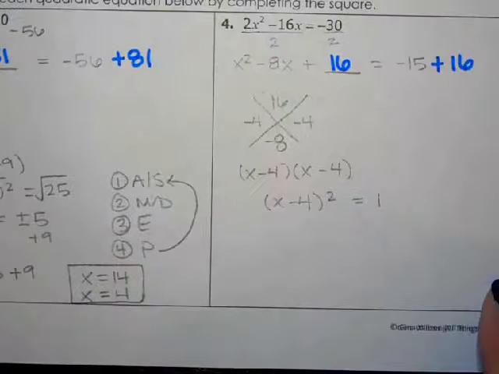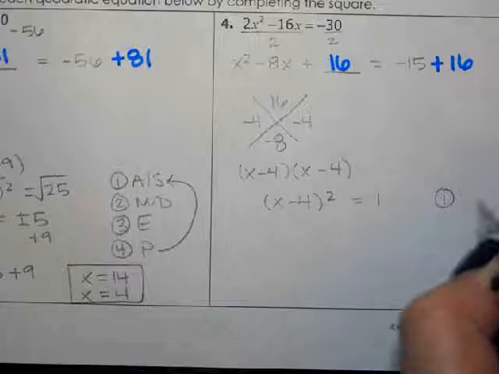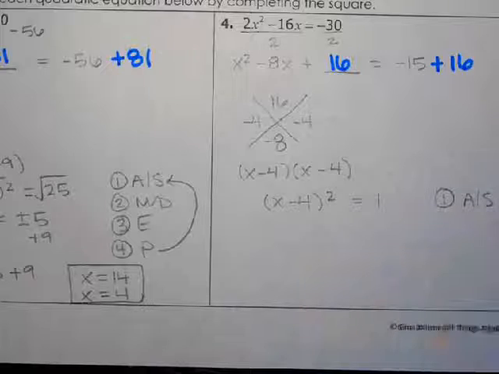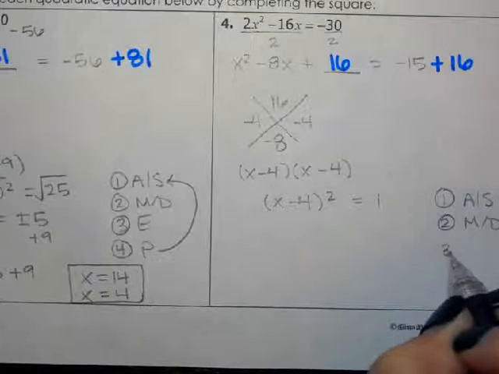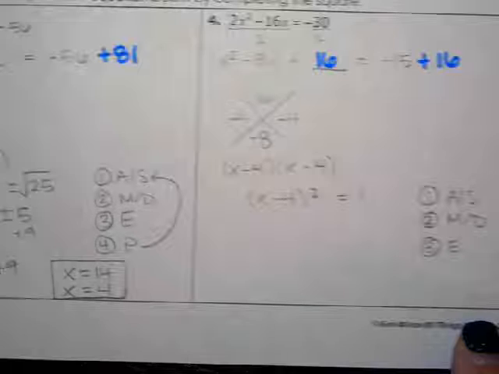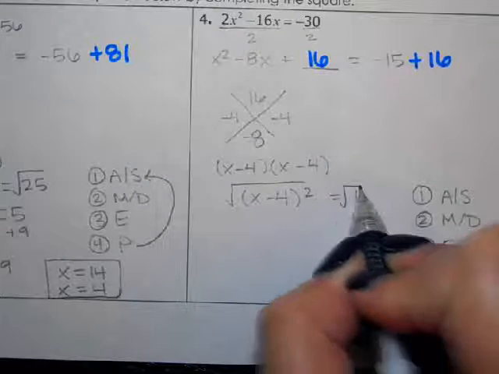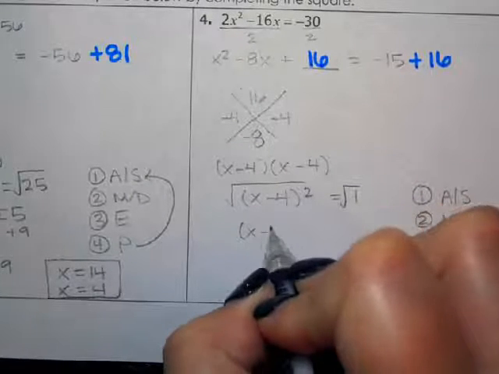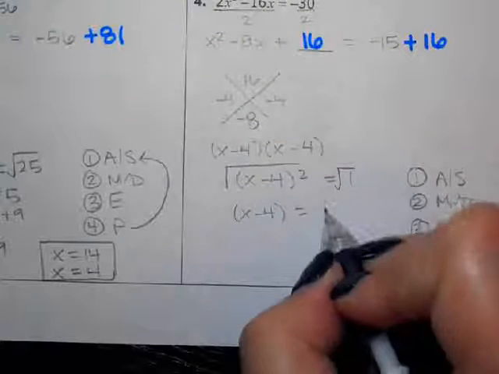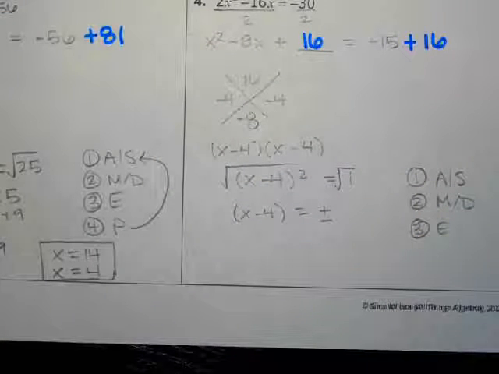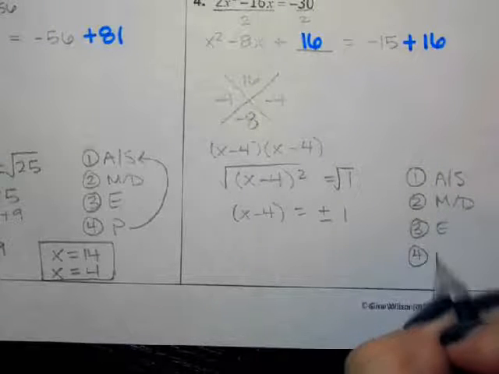All right. Add or subtract? Nope. Multiply or divide? Nope. Exponent? Yup. Okay. So I get x minus 4 equals what? Plus or minus, what's the square root of 1? Just 1. Okay. And then I can bust inside those parentheses and go back to the beginning.